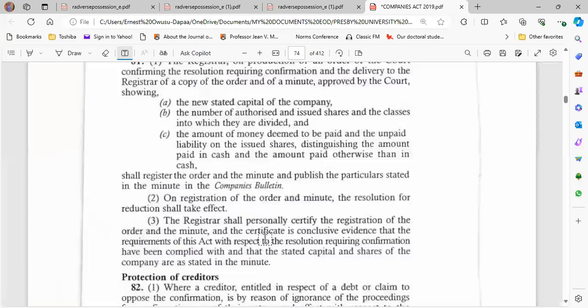So the bottom line is that when the court has actually given approval of the resolution reducing the stated capital, that order will have to be brought to the attention of the Registrar of Companies. The registrar also has to be given the minutes of the meeting during which the resolution was passed. And when it is satisfied that everything is regular, it will cause publication to be made in the company's bulletin so that everybody will be aware of the true state of affairs regarding the company concerned.